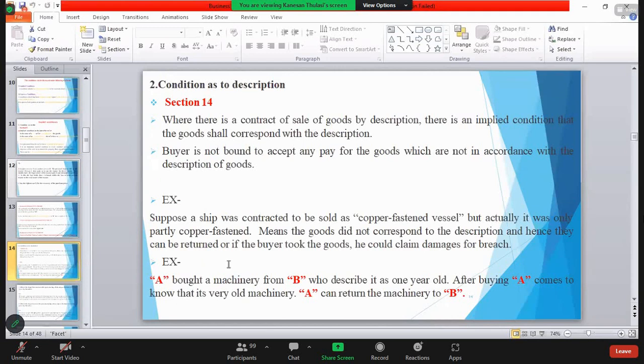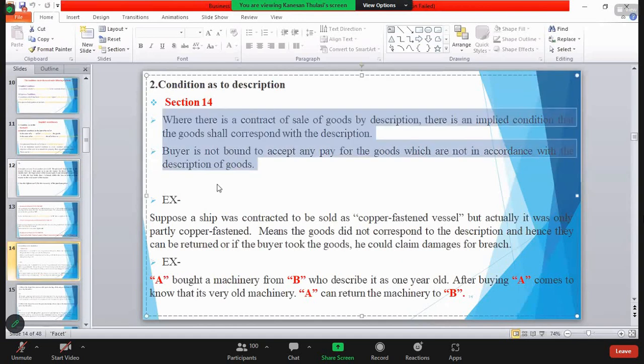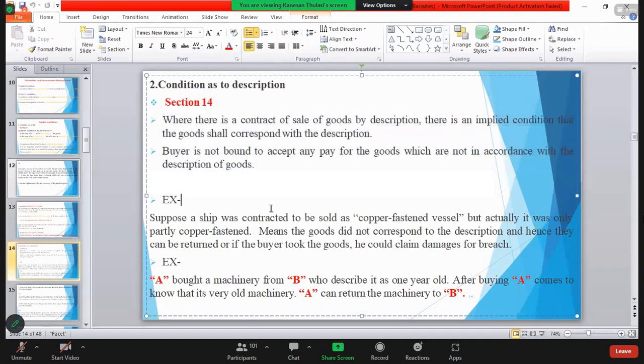Let's take an example. Somehow you may not understand the law, but by way of examples you can understand the law. See the example. Suppose a ship was contracted to be sold as a copper fastened vessel, but actually it was only partly copper fastened. It means the goods did not correspond to the description, and hence even if the buyer took the goods, he could claim damages. Understand that?